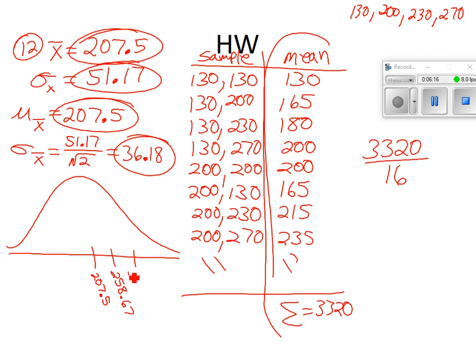Hold on. We messed up. We don't want to add 51.7. 36.9. We want to add this, don't we? My fault. Because that's our new standard error. 243.68. Then add another one to it. 279.86.